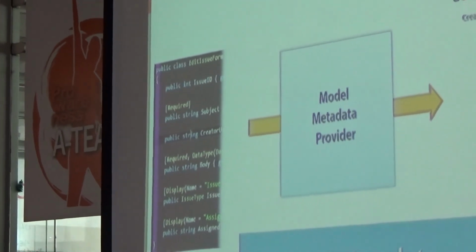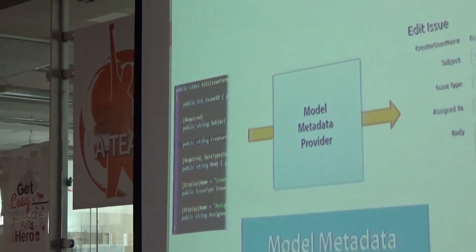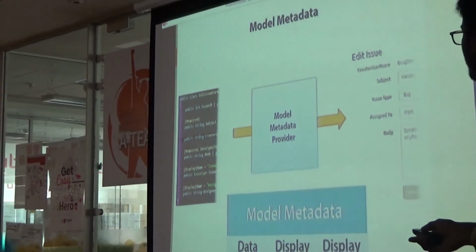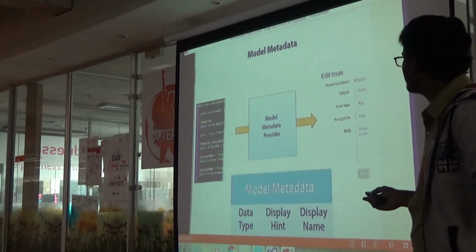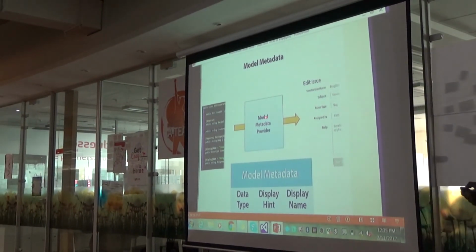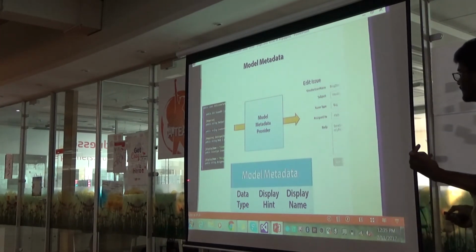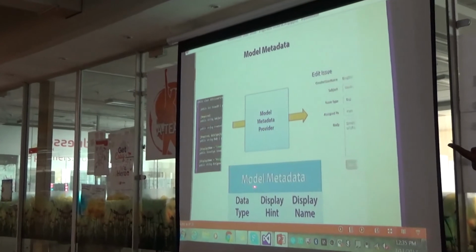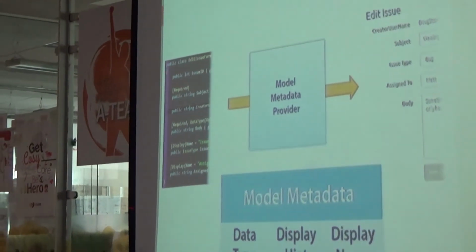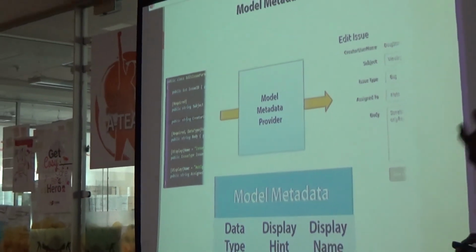What is happening in the background when our data annotation executes? Whenever we render, we call this object, get the data, and render it to the view. In the middle, the model metadata provider is there. It creates a data annotation object that contains information about the data type, the display text, and the display name. By taking this information, we can develop our own metadata providers.